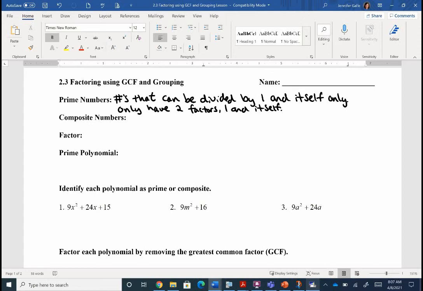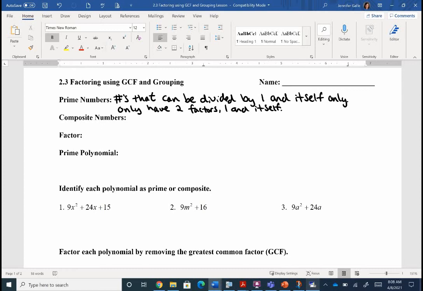So again, prime numbers, typically, they are odd numbers, but not all of them. 9 is an odd number, but why is 9 not prime? Because it can also be divided by 3, or 3 times 3 also gives us 9. So be careful, prime numbers aren't just necessarily odd numbers. There's plenty of odd numbers that are not prime. It only has 2 factors, or it can only be divided by 1 and the number itself.